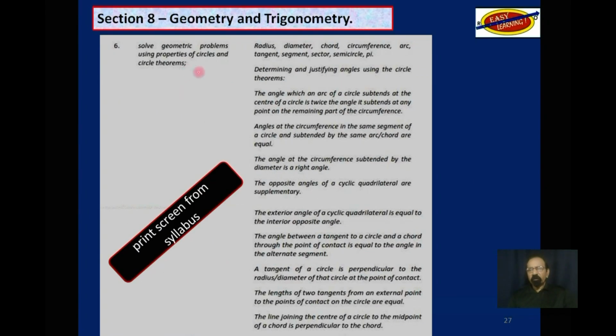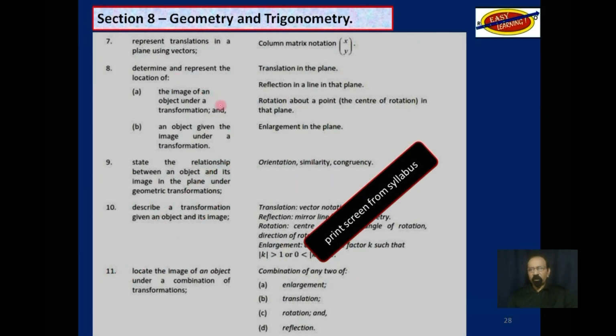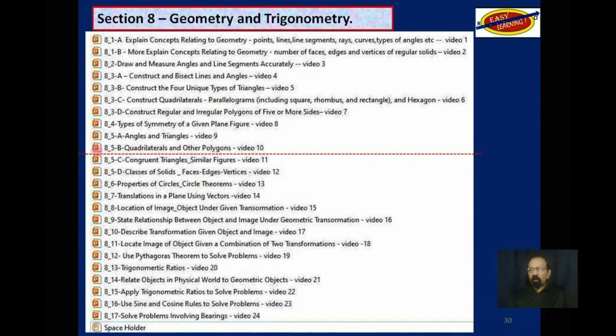This is a print screen from the next page. That whole page is one objective, which is objective 6. And for the print screen from the next page, and finally, the last print screen of objectives from this section, we have 17 objectives to cover in this section. As I said, we have finished these up here.